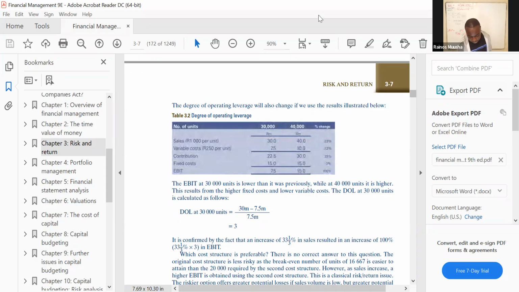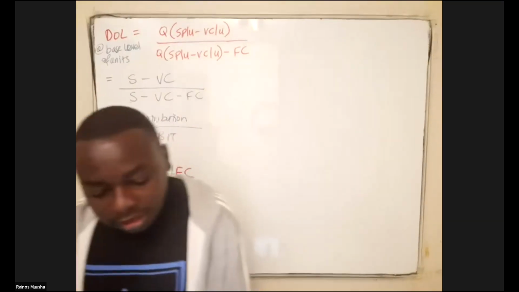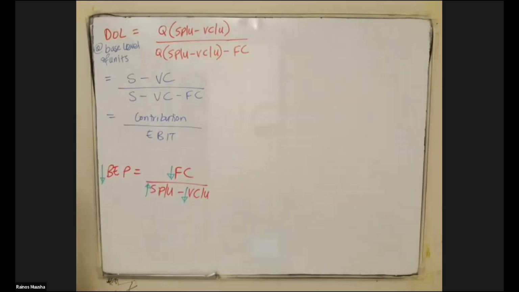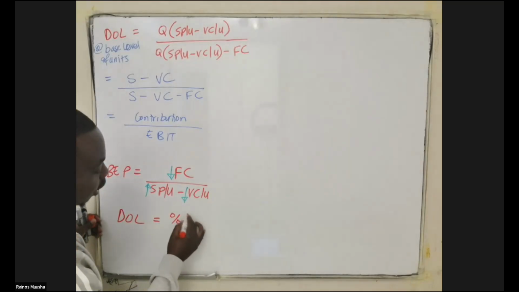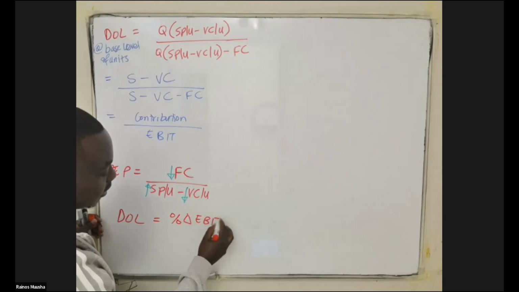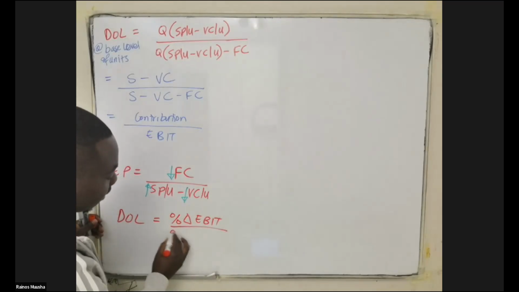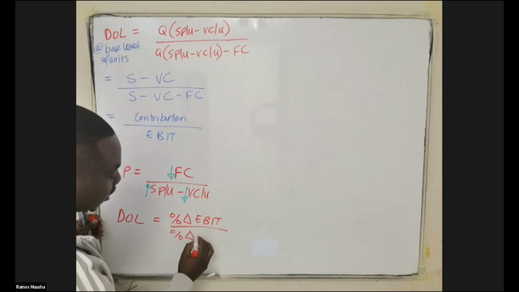Please note, another way you can deduce the degree of operating leverage is as your percentage change in earnings before interest and tax divided by the percentage change in sales units.